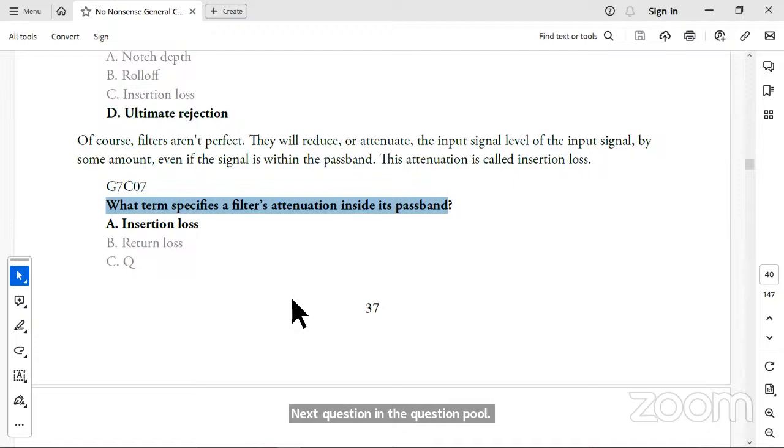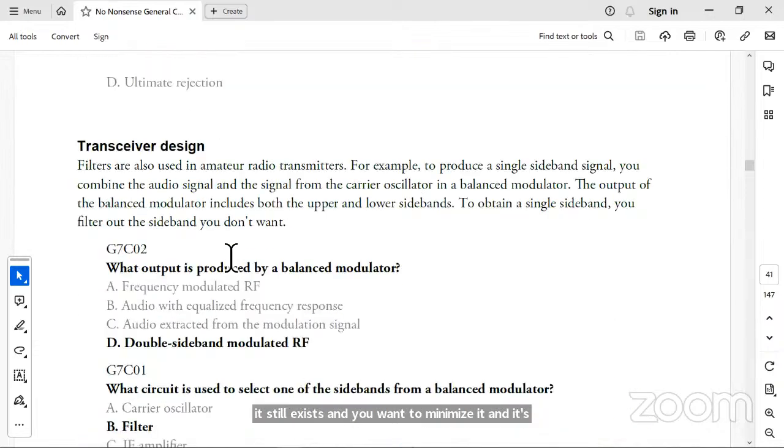What term specifies a filter's attenuation inside of its passband? Let's dissect this question. So we're looking for a term. A term for what? Attenuation. Attenuation that occurs where? Inside of the passband. So in other words, the passband is the frequencies that you want the filter to pass or to allow through. But sometimes, because you insert that filter in, it will attenuate that signal. That's what we're saying here. There's a term for that attenuation. It's unwanted, but it still exists and you want to minimize it. And it's called the insertion loss.